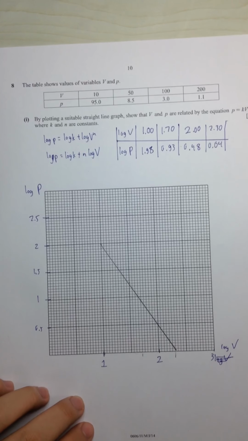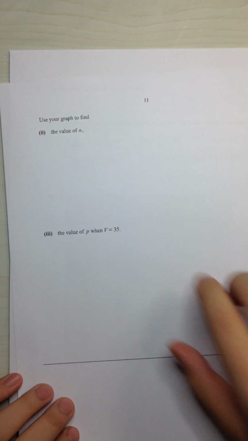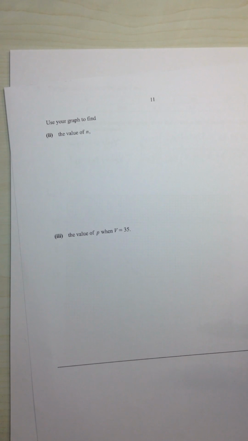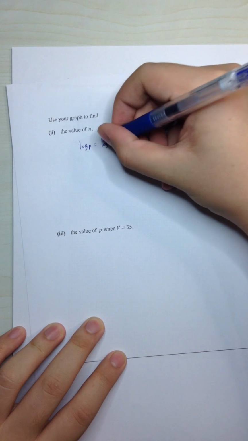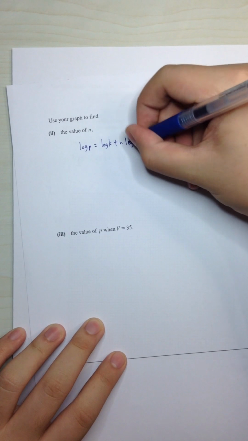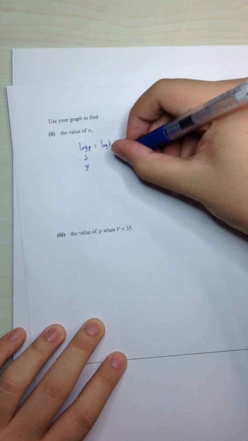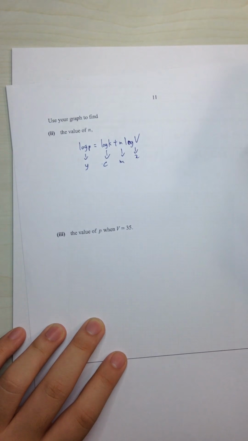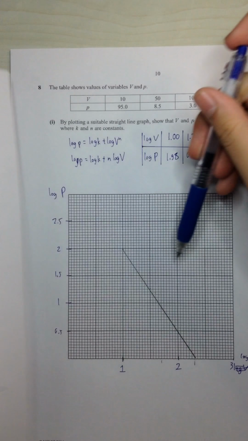So for part 2, use your graph to find the value of n. To find the value of n, we must first use the equation log p equals log k plus n log v that we have written before. You can see that this is the x and this is the y. So this must be the gradient, which is m, and this must be the y-intercept, which is c. So we must find the gradient from the graph.